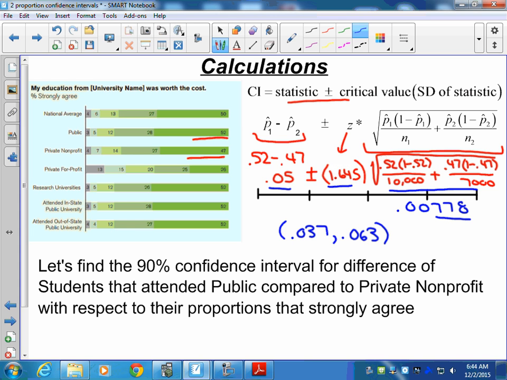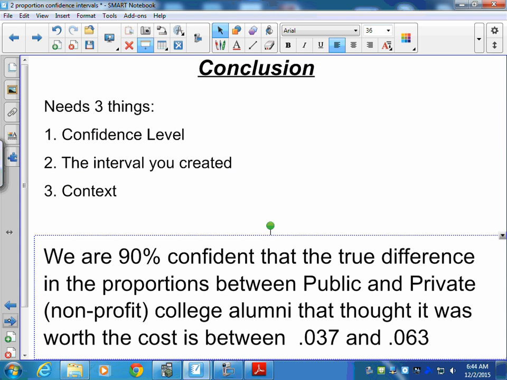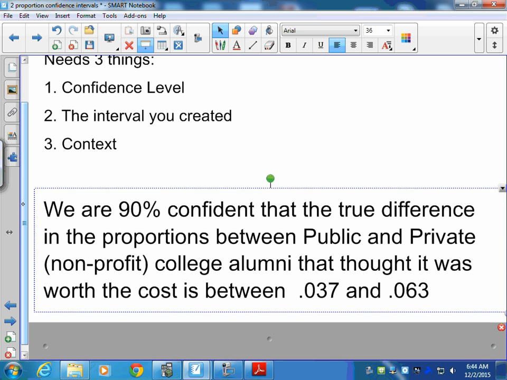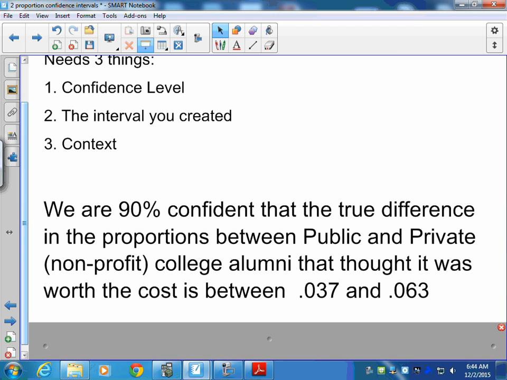So now we've done all of our calculations, and the last thing that we have to do is write our conclusion statement. Remember, your conclusion needs 3 things: confidence level, the interval you created, and the context of the situation. We are 90% confident that the true difference in the proportions between public and private nonprofit college alumni that thought it was worth the cost is between 3.7% and 6.3%. Now this is left in proportion form with the 0.037 and 0.063, but we can always, in our heads or in our conclusion, convert it to that percentage value overall.